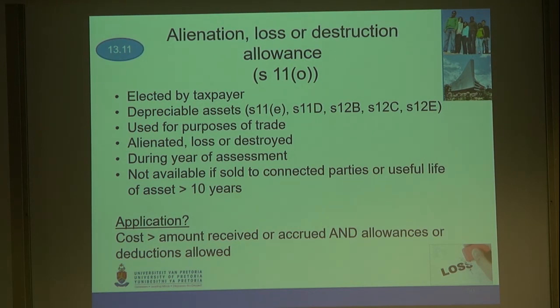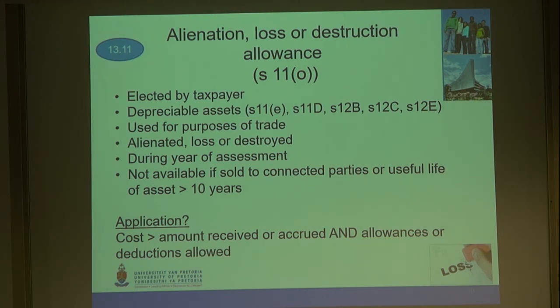You will see that it is also not available if that asset has been sold to a connected person. So if you and I are connected persons and we sell an asset, number one, the rule is that we use the market value as the selling price to do our calcs. If it then ends up as a minus, so a loss, the person who has sold the asset may not elect 11O. So it is not available to connected persons at all, which means that they will then have to show it as a capital loss.